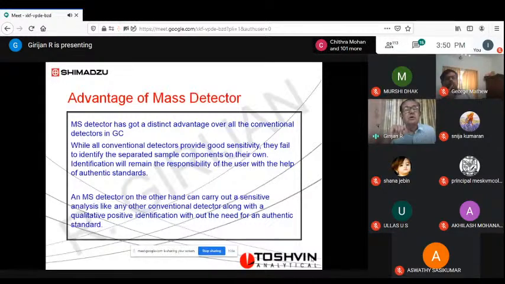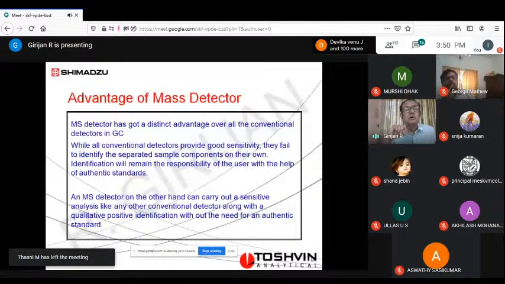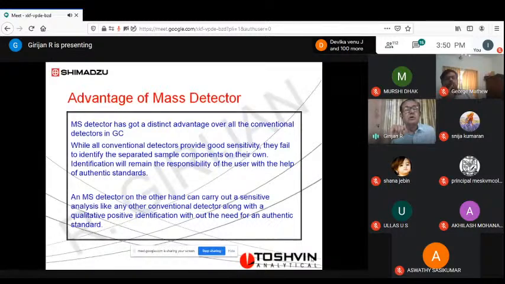But the only drawback with those detectors is they can give a wonderful separation. Suppose my sample contains 10 different compounds, it will give 10 different wonderful peaks. But they will not tell me what is that peak number 1, peak number 2, peak number 3. What are those compounds? It cannot identify. That's a major drawback with conventional detectors.